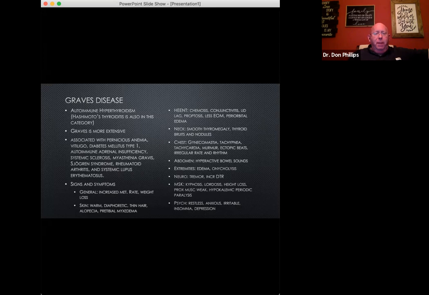Gynecomastia, so the men may develop breast tissue. They have tachypnea, tachycardia. Once again, the accelerator is turned up. They may have murmurs. It's not because they have a structural problem. It's just the flow is so fast that they get turbulent flow and they end up with heart murmurs. They may have ectopic beats and irregular beats, hyperactive bowel sounds. They may have vomiting and diarrhea. They end up with tremors, and they're usually restless, anxious, irritable. Once again, the accelerator is on the floor.